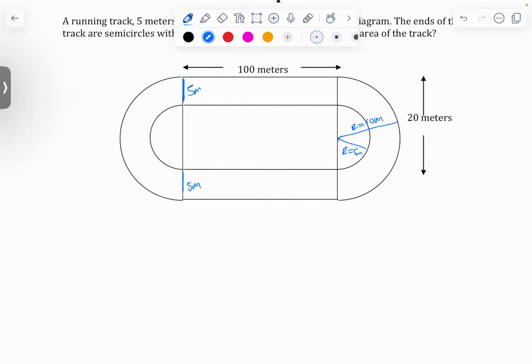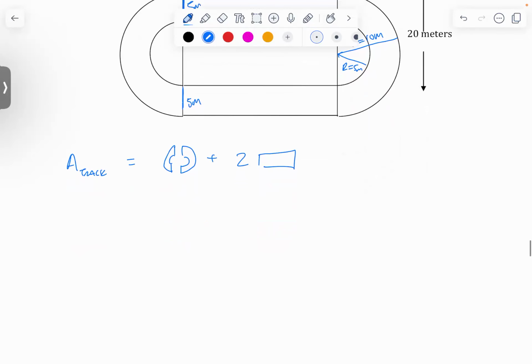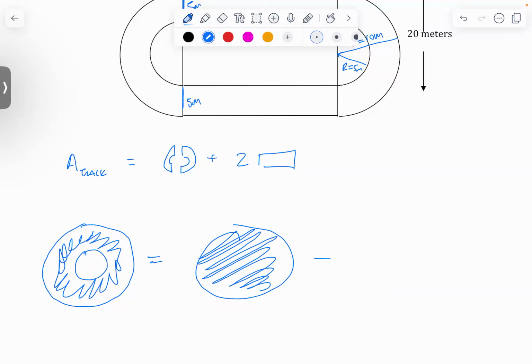Now, if I'm trying to find the area of the track, the area of the track is two half circles plus two rectangles that are the same. So if I have two half circles, that's basically a circle. And essentially I have a donut, right? To find the area of a donut, that's the area of the big outside circle minus the area of the smaller inside circle.